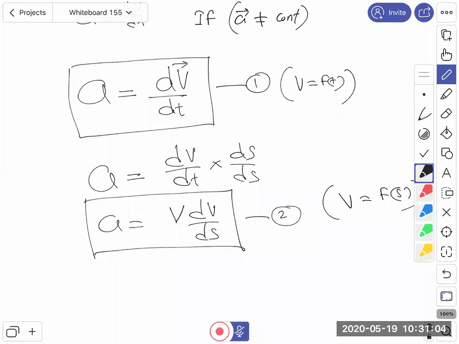Sir, can you explain the second equation again? Yeah, we can calculate instantaneous acceleration. Sir, why have you written ds upon ds? To write it in terms of velocity and displacement. Sir, in the second formula, a is equal to v into dv by ds: velocity into differentiation of velocity with respect to displacement.